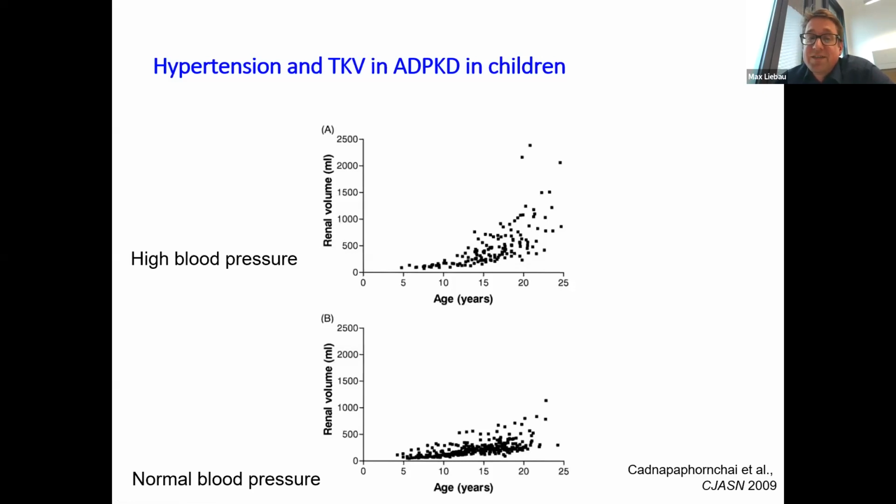So for us, it was important to see that also in childhood, total kidney volume is already associated with high blood pressure, or the other way around. Higher blood pressures are associated with higher total kidney volumes already in late childhood and adolescence. So here we have a group that has a high blood pressure. Here we have a group that has normal blood pressure, all of them ADPKD patients, and this is work by the Denver group that already shows this association of higher renal volume in late adolescence with high blood pressure.